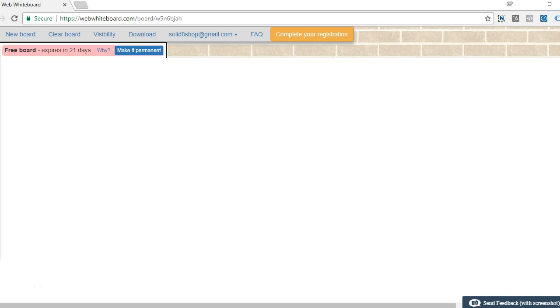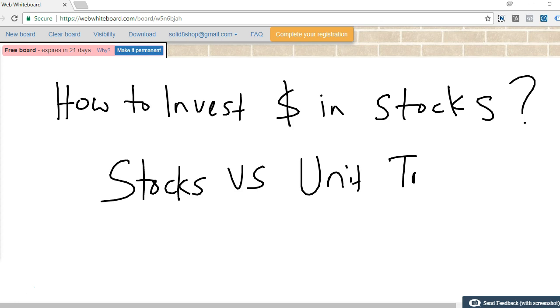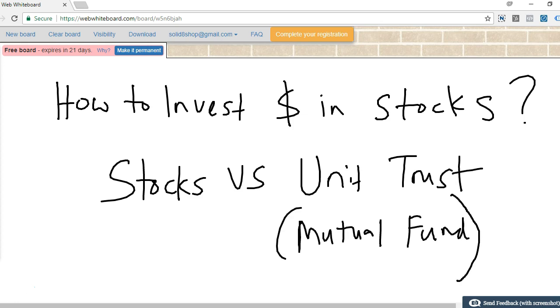How to invest money in stocks. One misconception many people have is that unit trusts, aka mutual funds, and stocks are two different asset classes. I'm gonna tell you why this is entirely wrong.